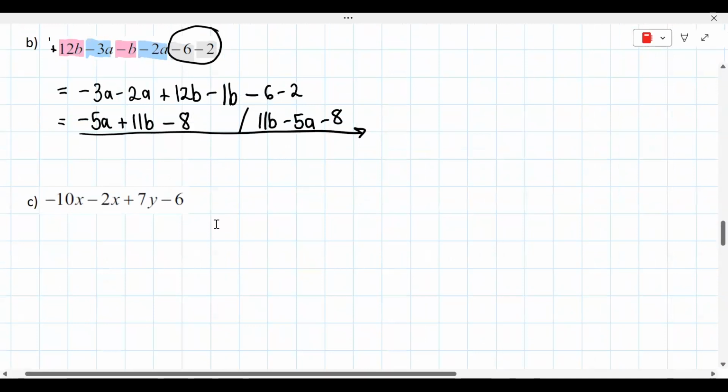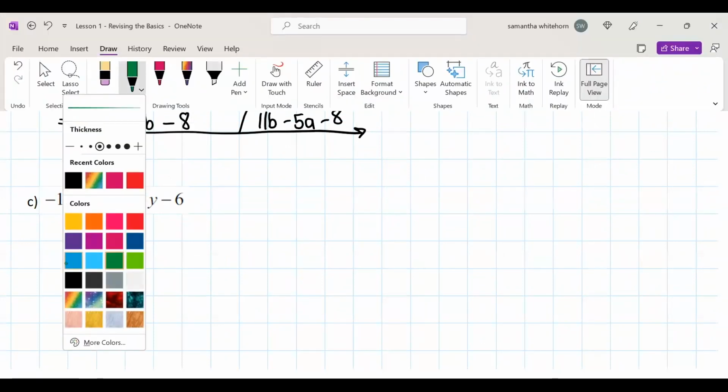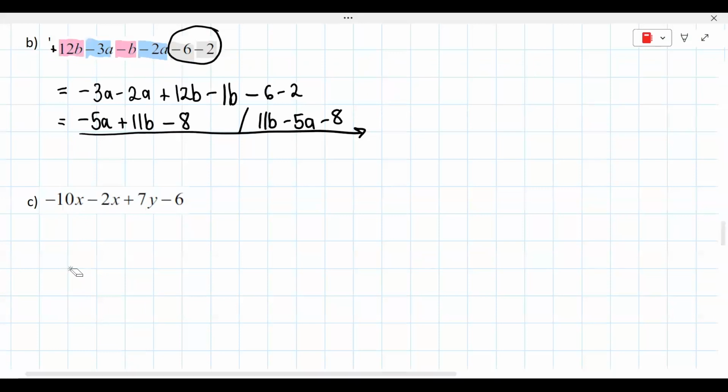Zimi? Evening, ma'am. So should I just start explaining? Yeah, that's fine. Okay, so I first started by separating my terms. The minus after the 10x, the plus sign after the 2x, and also the minus after the 7y. And then I found my like terms, and then I highlighted negative 10x and negative 2x.